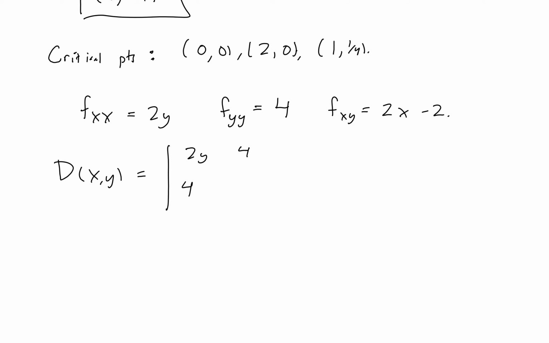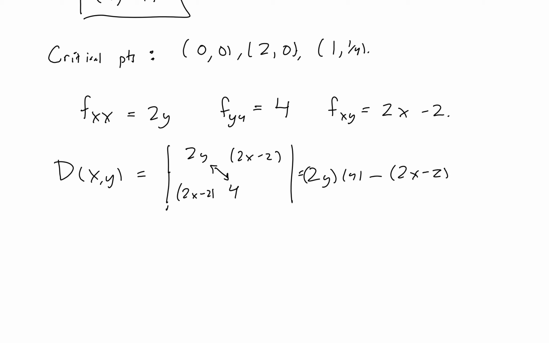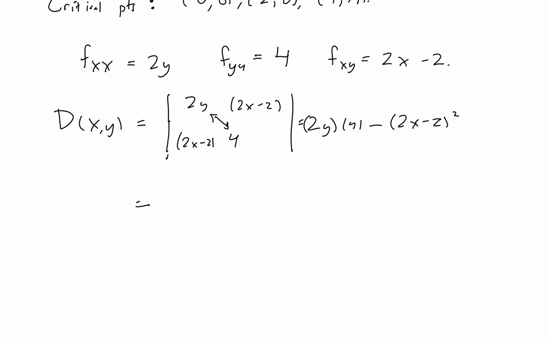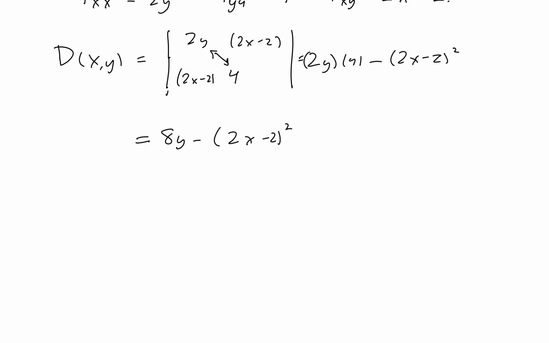So that means our discriminant here, D of x, y, is, remember we fill this in: 2y, 4 is on the diagonal, and then this is 2x minus 2, and this is 2x minus 2. So that's this times this, so 2y times 4, minus the off-diagonals times each other, so 2x minus 2 squared. So this is 8y minus (2x minus 2) squared. And so now we just evaluate this function at our critical points.